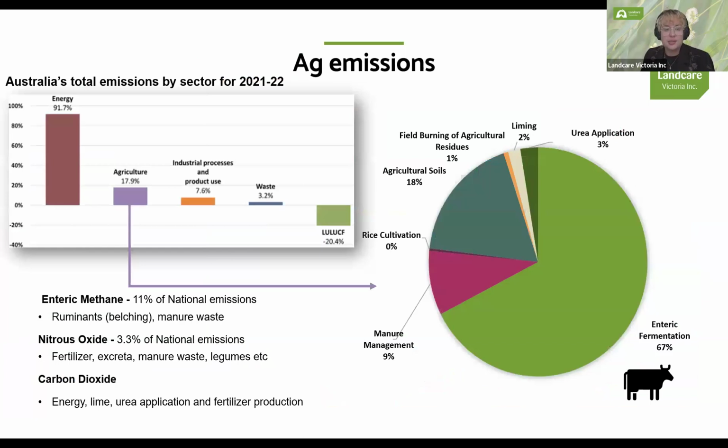Again, agriculture doesn't make up the majority of Australia's emissions. That's primarily through energy production. But we are seeing a reduction in our emissions overall from the energy sector. So agriculture is going to become a bigger part of the puzzle as we continue moving towards 2030 and continue seeing decarbonisation in other sectors.